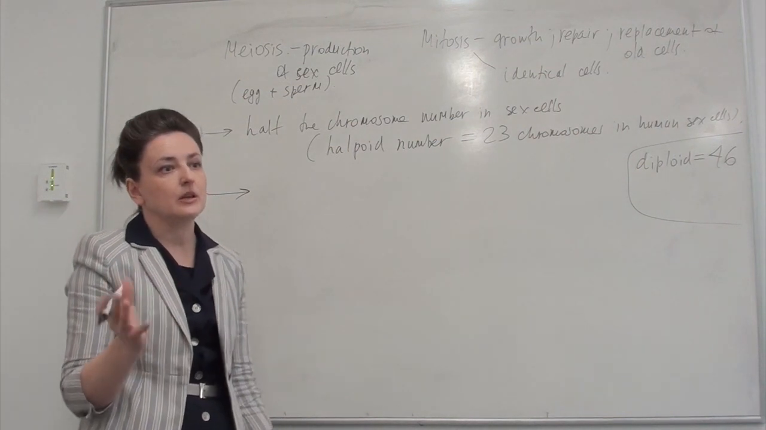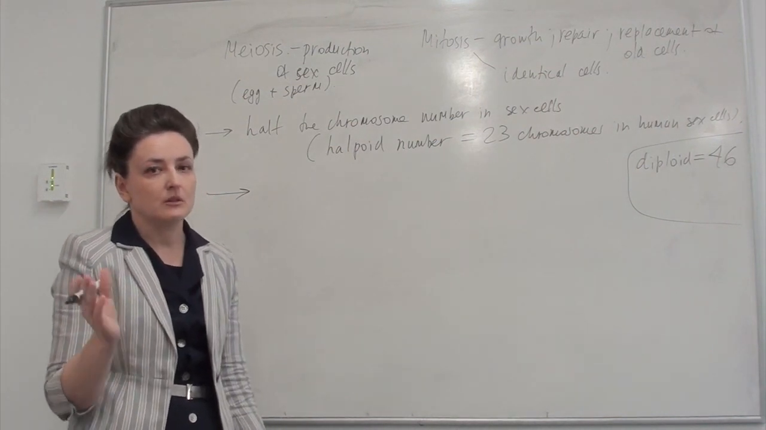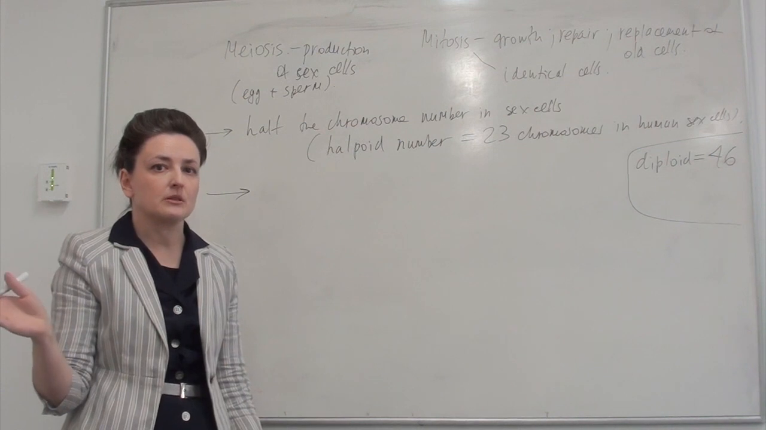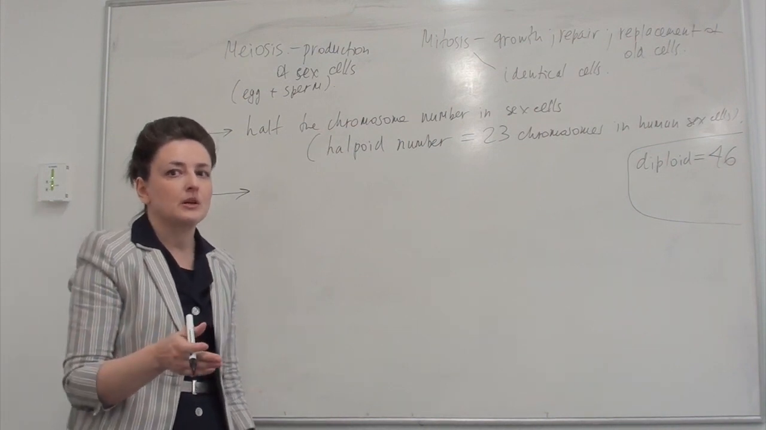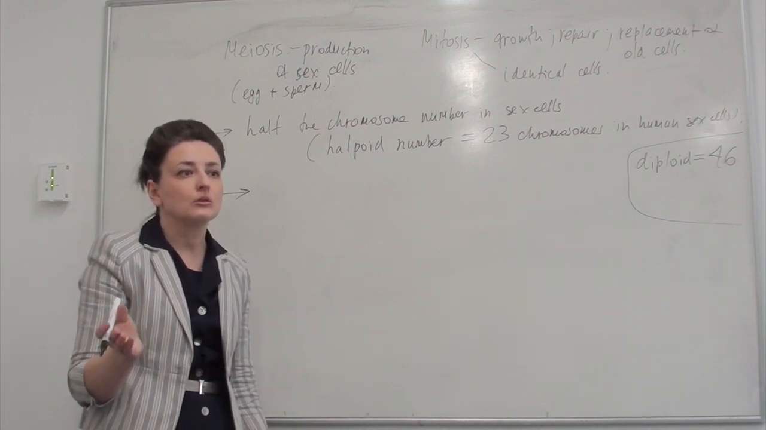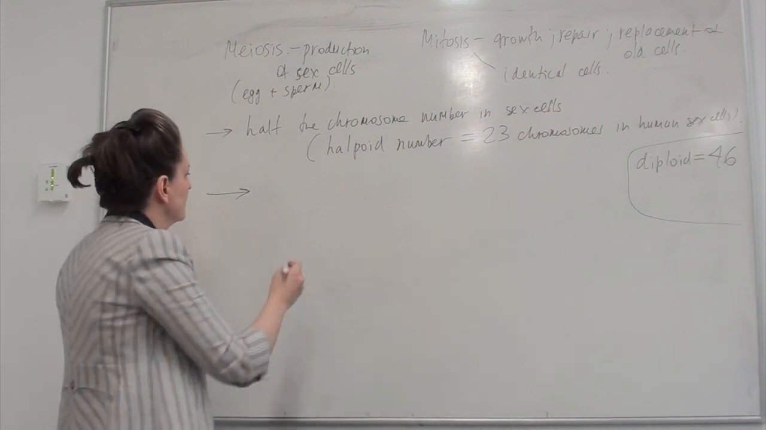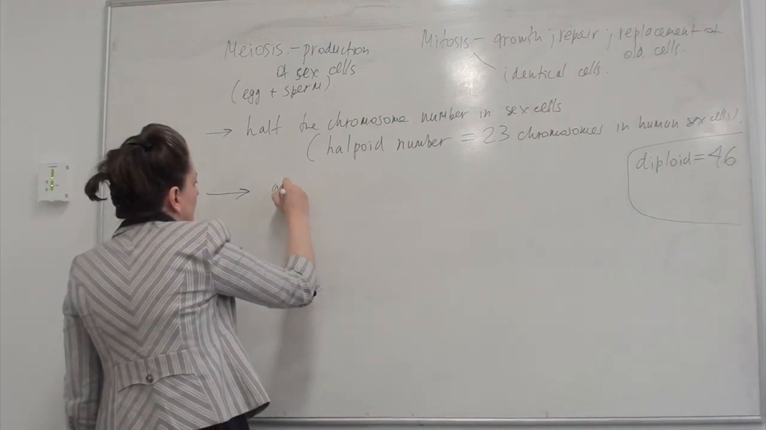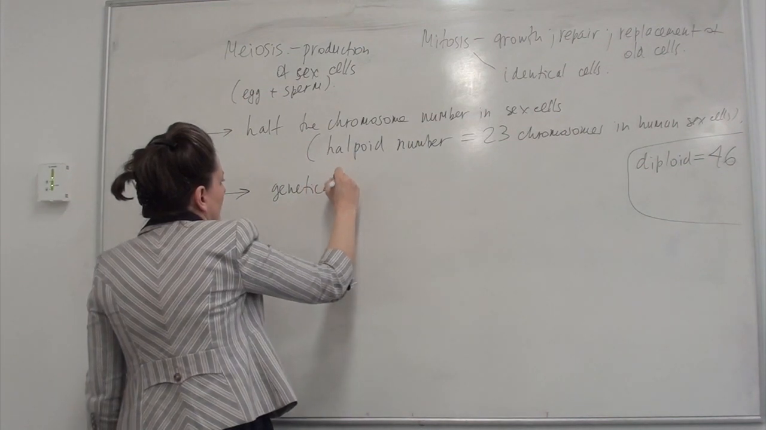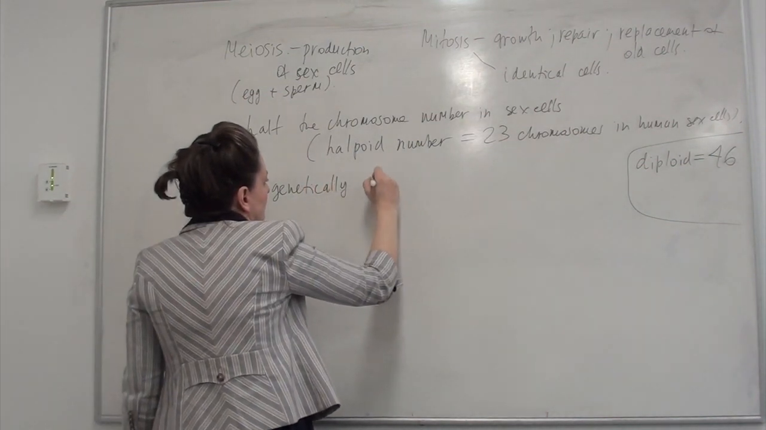So the second striking difference between your skin cells, your brain cells, with egg and sperm is that egg and sperm are non-identical cells. So they're genetically unique.